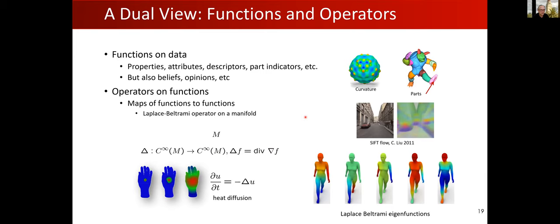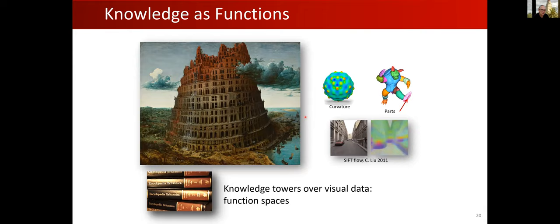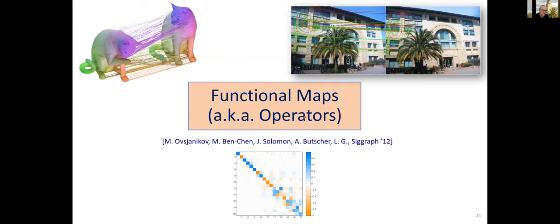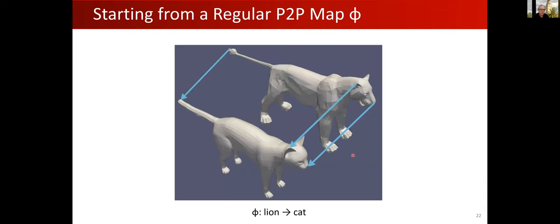And so we'll try to represent essentially knowledge over data as functions of the data that includes features, parts, and so on. And we'll try to map these knowledge towers to each other. And that's this notion of functional maps, maps between function spaces that take traditional correspondences that are a little bit hard to express and take them to a much nicer representation mathematically, that of a matrix. Here is how this works. We start with a point-to-point map, say from the lion to the cat, that maps, say, tips of the ears to tips of the ears, end of the tail to end of the tail, nose to nose, and so on.